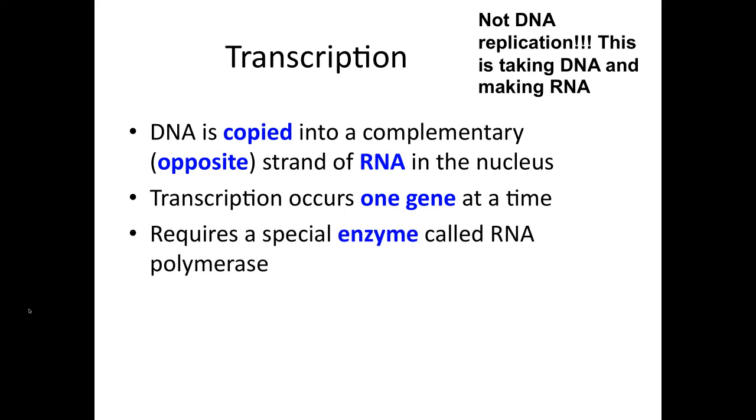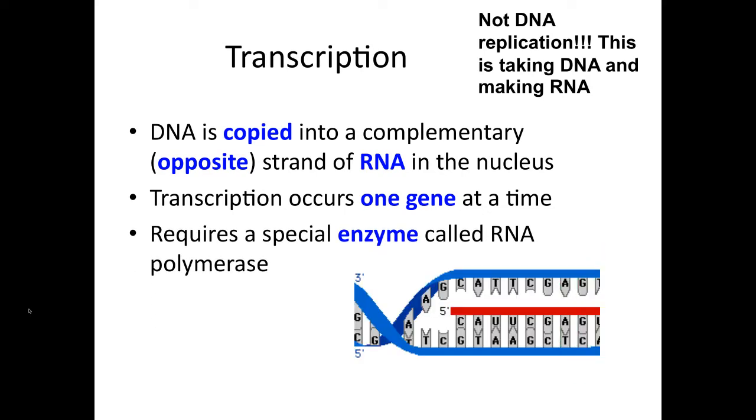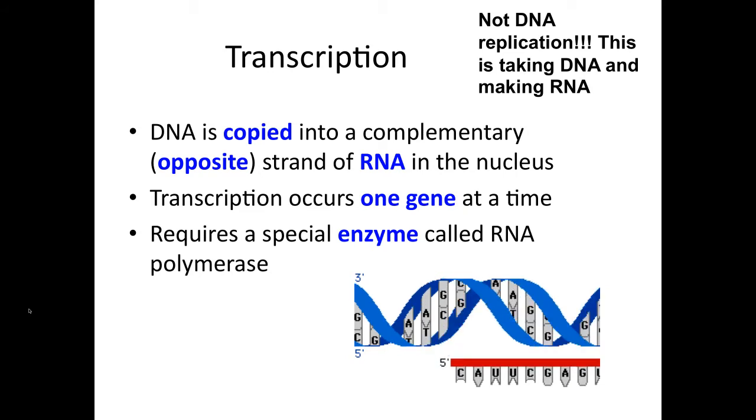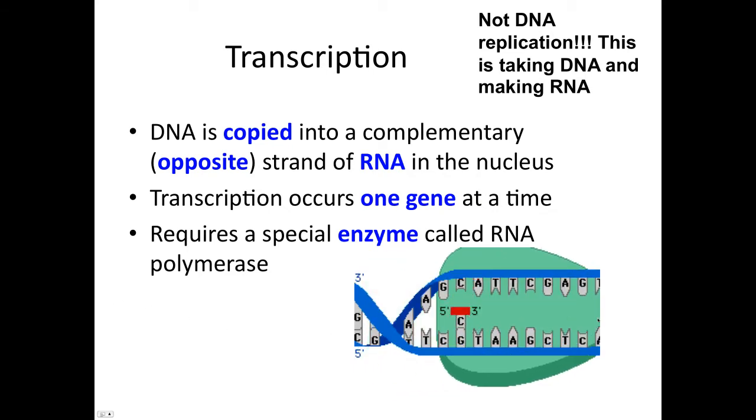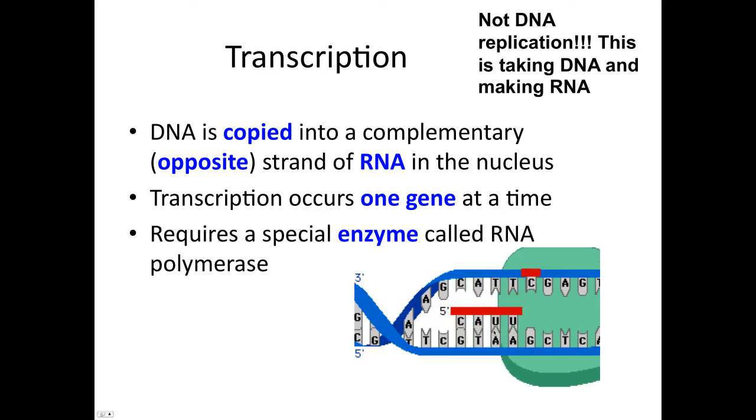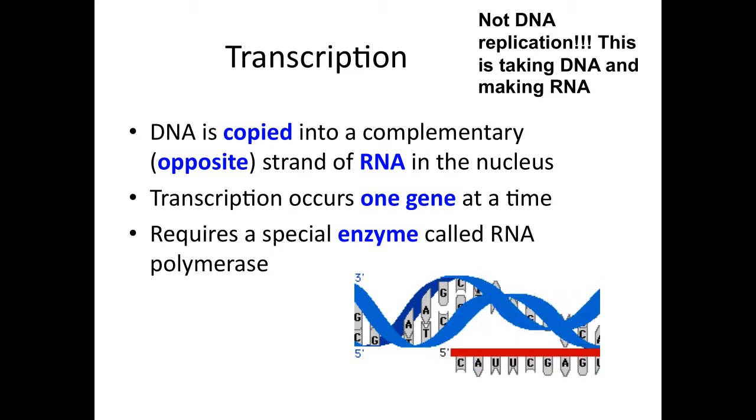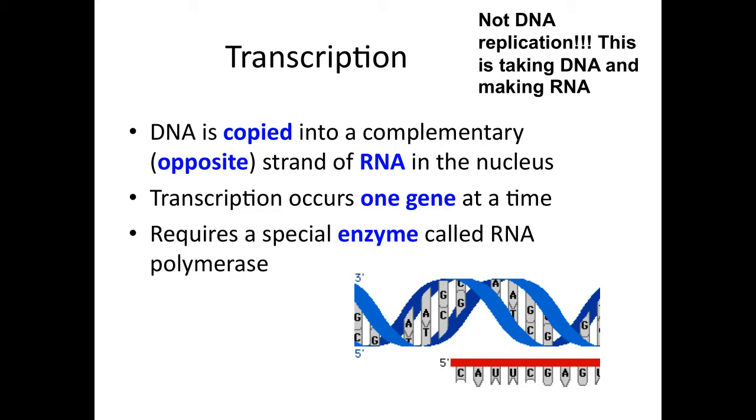And it requires a specific enzyme called RNA polymerase. What RNA polymerase does is it allows the molecule of DNA, which you see here, and this is the enzyme, to open up the strand of DNA and add on a complementary mRNA strand. If you remember, RNA is always single-stranded, and it's complementary because G and C always pair together, and A and T always pair together.